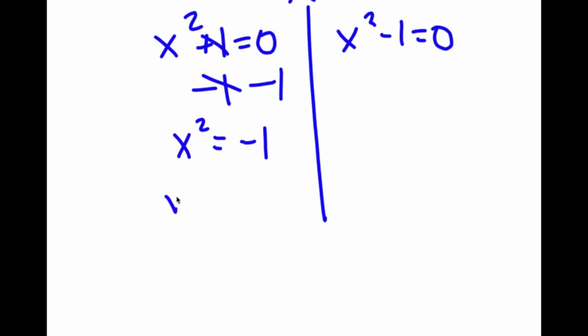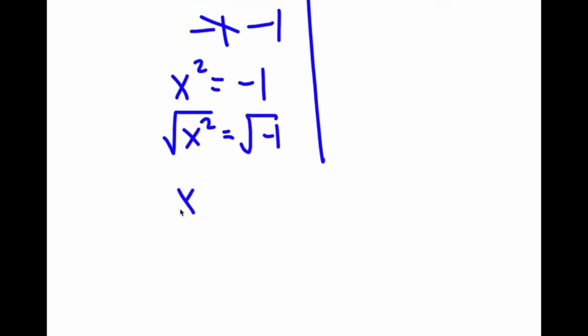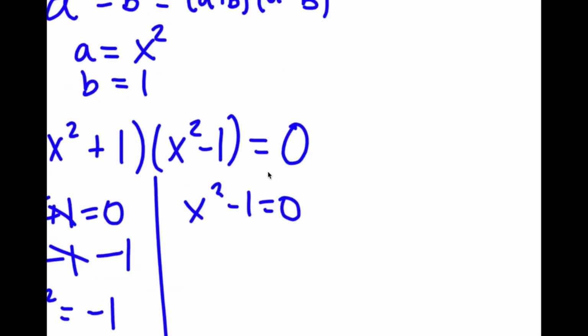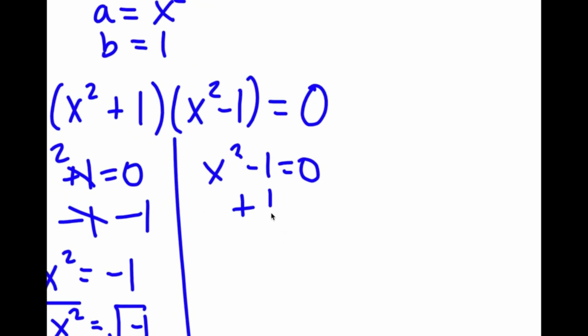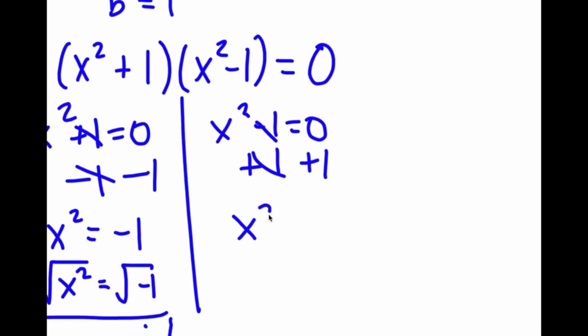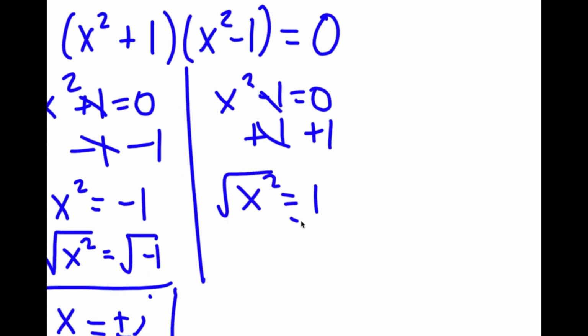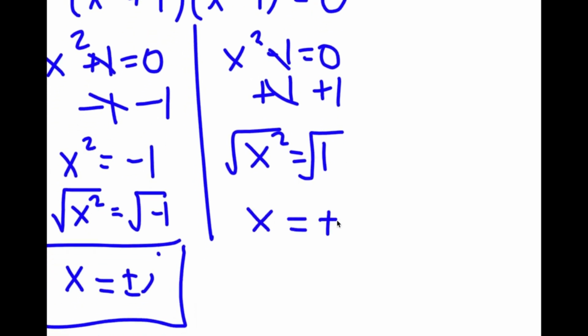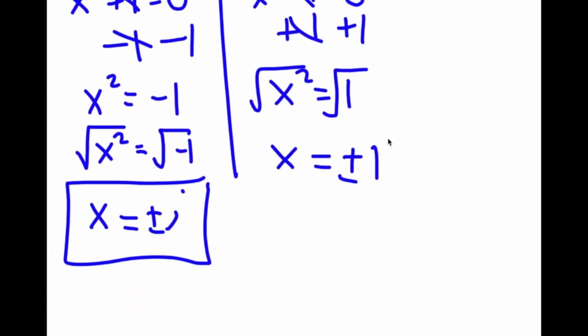Now if I take the square root on both sides, the square root of x squared is x, and the square root of negative 1, if you guys already know, is i. So I have positive negative i. And for x squared minus 1 equals 0, I'm going to add 1 on both sides. So I get x squared is equal to 1. If I take the square root, I get x is equal to positive or negative 1. So that's 2 more solutions. So these are my 4 solutions to this problem.